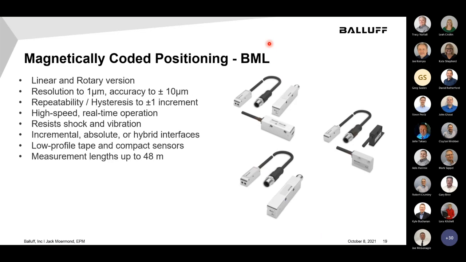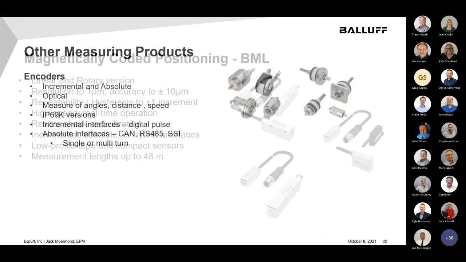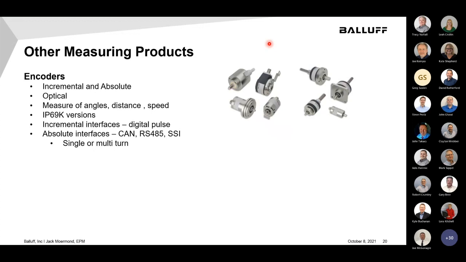Some other measuring products that we have are standard encoders, not the magnetically encoded, but optical encoders. These again are incremental or absolute. You can determine angles, distance, and speed with these. We have IP69K versions and different interfaces. And in the absolute versions, you can get single or multi-turn encoders.